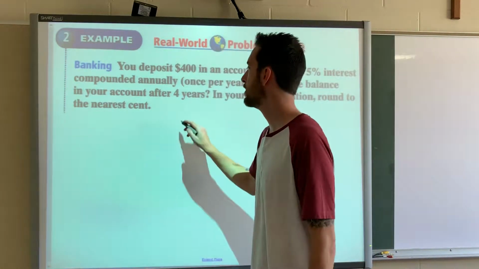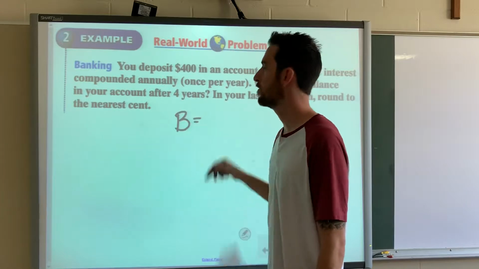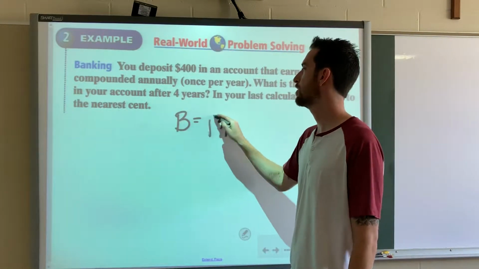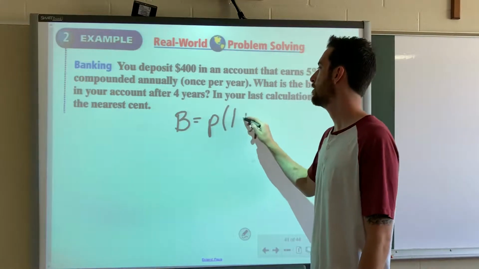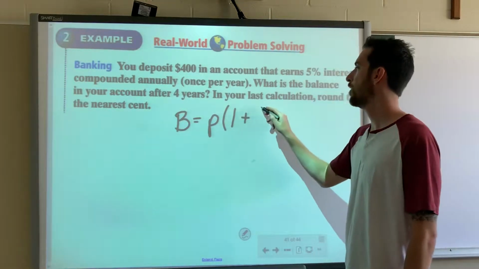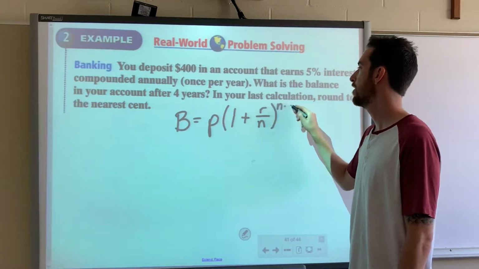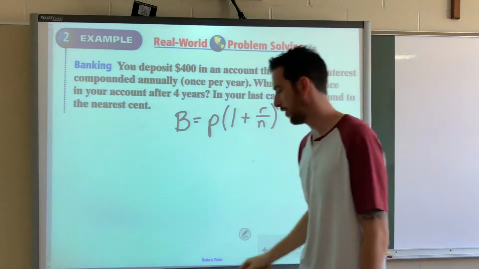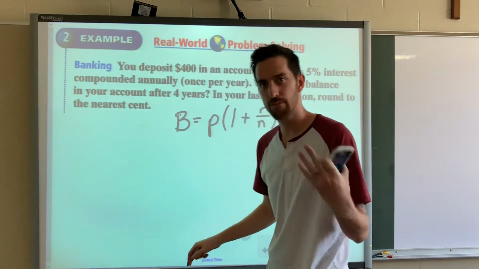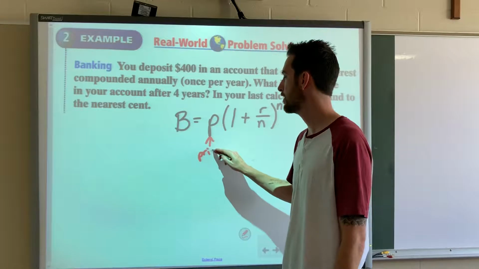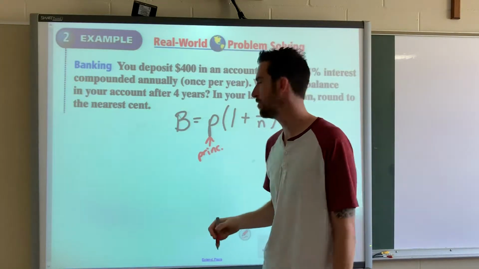So the formula that hopefully you wrote down is B equals P, which is the principal, times (1 plus R over N), all raised to the N times T power. These represent different things. P is the principal, just like the last one. It's the amount you put in.